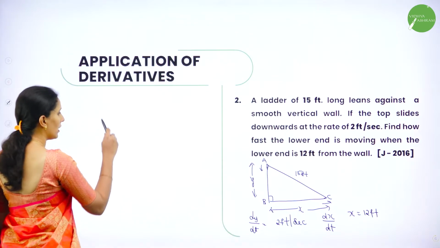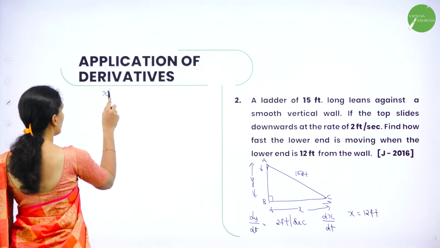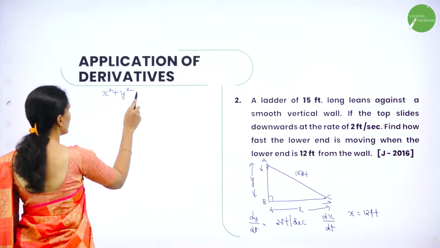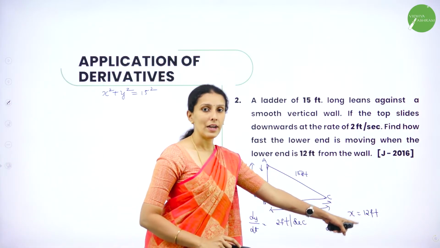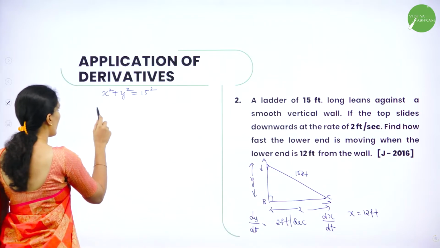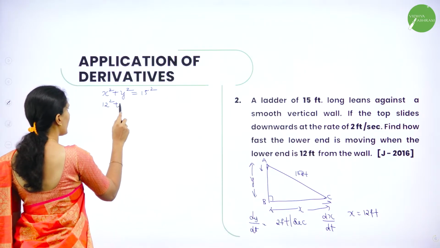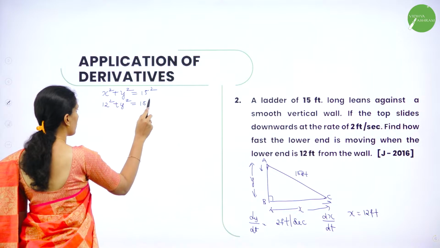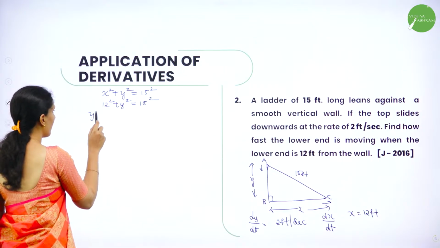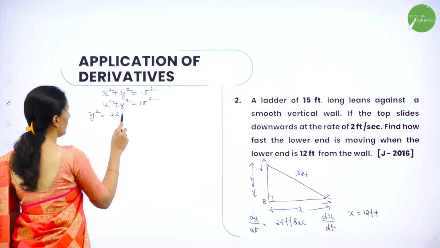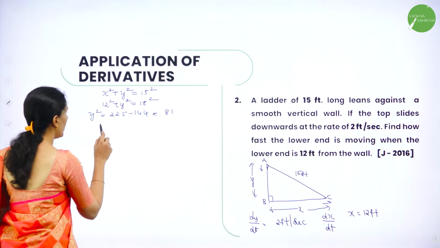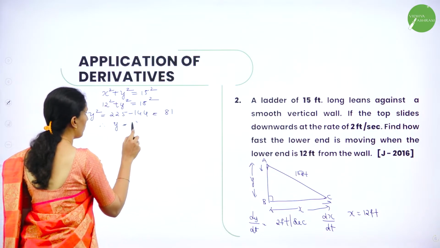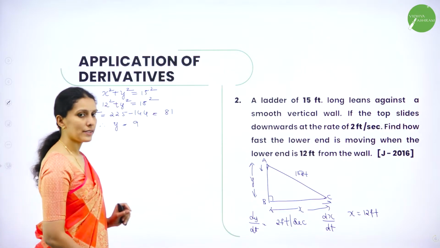So from the figure, I can write x square plus y square is equal to 15 square. X is given, it is at 12 feet. So 12 square plus y square is equal to 15 square. Or I can write y square is equal to 225 minus 144, which is equal to 81. So therefore I can take y is equal to 9. Now I got y is equal to 9.